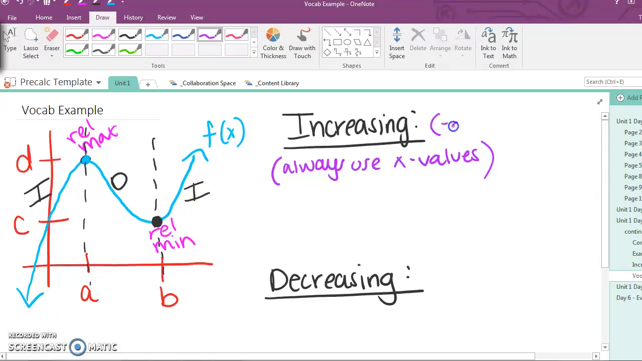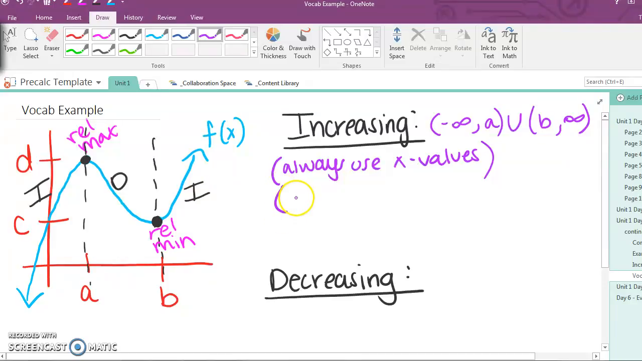So it starts at negative infinity and it's increasing all the way to this x value, which is where I drew this dashed line at A. And then the other place it's increasing is at this dashed line. It starts at B and it goes on and on forever and ever towards infinity. So there's my intervals of increasing.